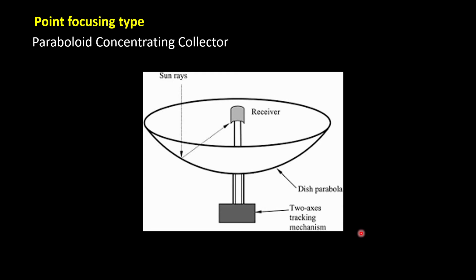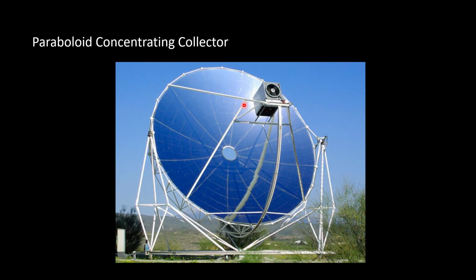It requires a tracking mechanism because it has to follow the path of the sun. When the sun is on one side in the morning, it will be directly overhead at noon, and in the evening it will be on the other side. So based on the position of the sun, it has to change its direction to trap the maximum possible solar energy.